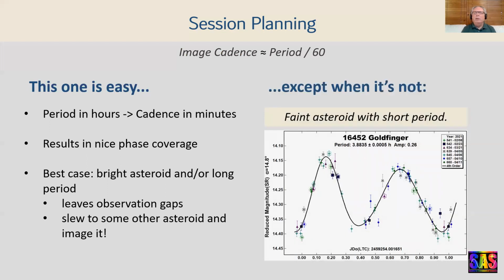When you have a faint asteroid with a short period, you're going to have a problem applying this because your cadence needs to be faster than you can possibly take images at long exposure times for this faint asteroid. In this example, I have a period of about 4 hours, but I needed 15 minutes exposure time to get these images with decent signal to noise for this magnitude 17 or 18 asteroid, but I managed to get it anyway.